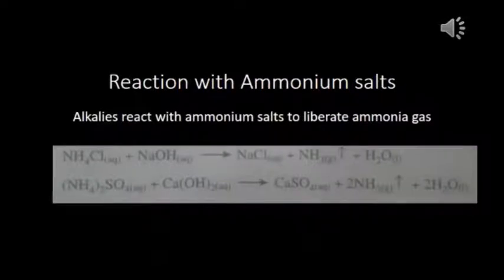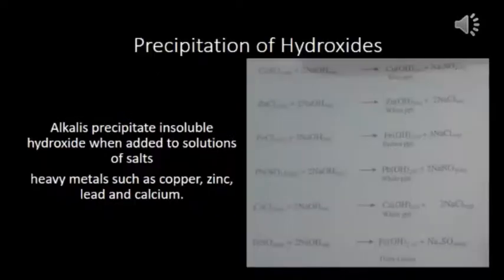Reaction of bases with ammonium salts. Alkalis react with ammonium salts to liberate ammonia gas. Here the alkali, sodium hydroxide, reacts with ammonium chloride and produces a salt, sodium chloride, ammonia gas, and water, as you can see in the reaction below.